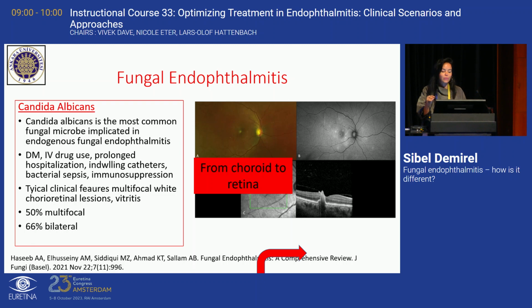Candida albicans is the most common fungal microbe implicated in endogenous endophthalmitis, and as you all know, diabetes, intravenous drug use, prolonged hospitalization, catheter sepsis, and immunosuppression are the predisposing factors. We usually expect to see very ill patients. Typical clinical features are multifocal white chorioretinal lesions and vitritis. Since this is a systemic disease, 50% of the cases are multifocal and 66% are bilateral because of hematogenous seeding from the source.